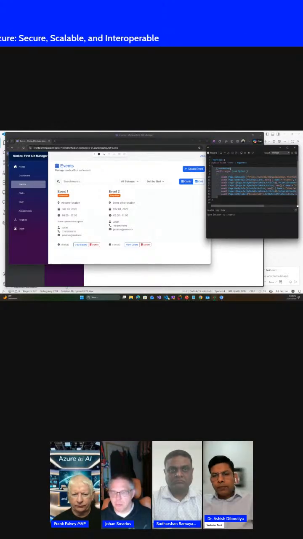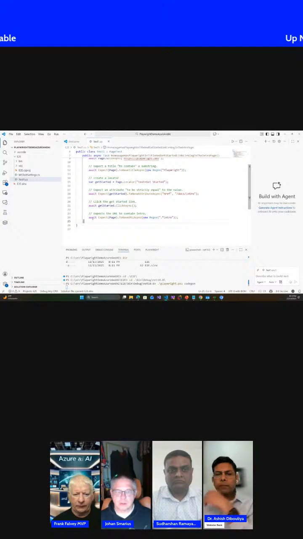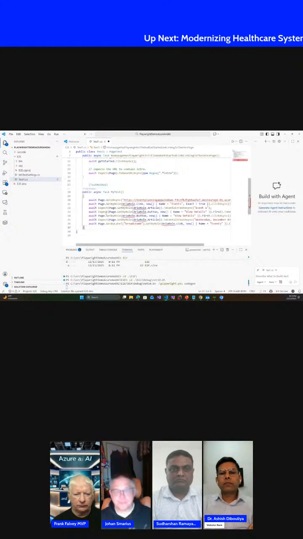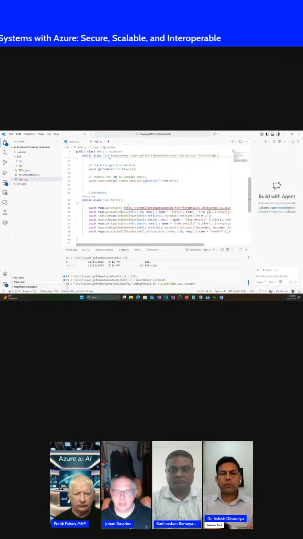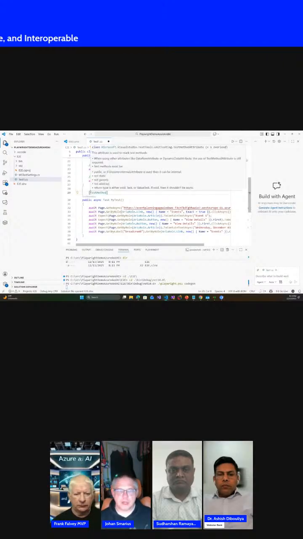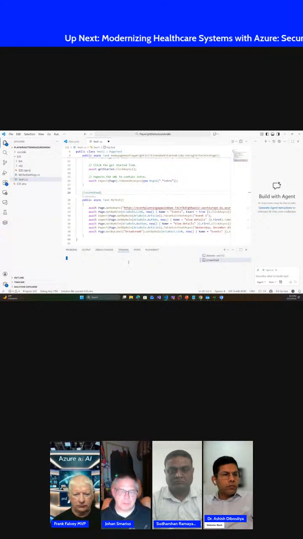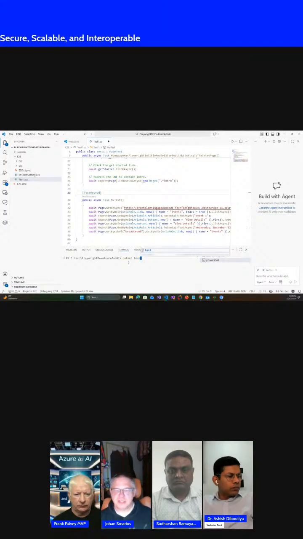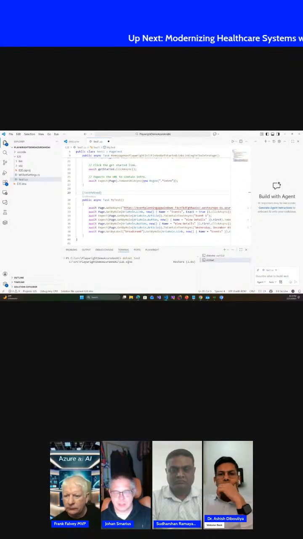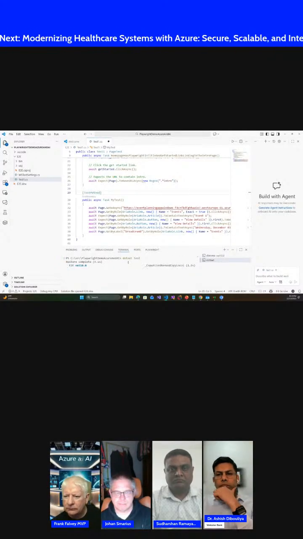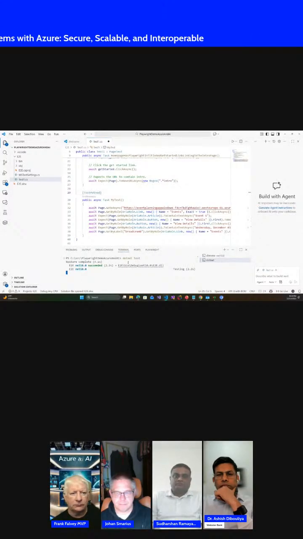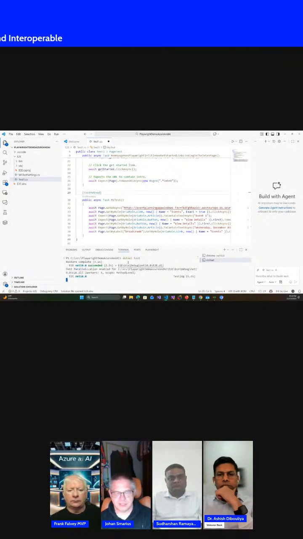Copy it, move it to my testing solution, paste it in. Don't worry, I do have to have a using. Okay, and what I can now do is simply open another terminal and say dotnet test and see if it works. We'll have to build. Just give it a sec.